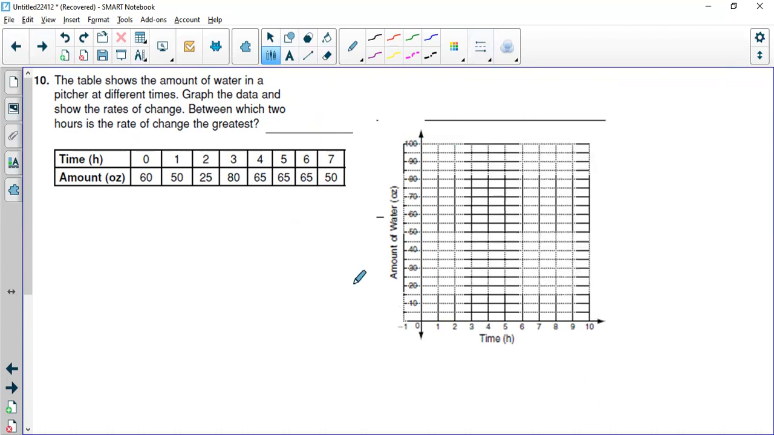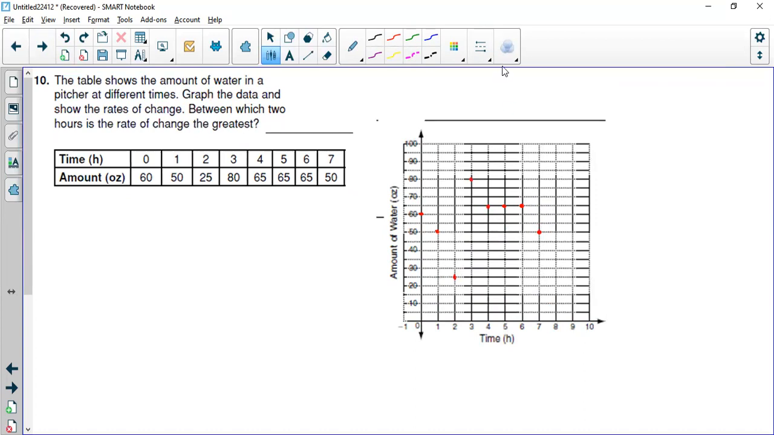points, that's all. So for 0, it is 60. That's here. For 1 it's 50, 2 it is 25, 3 is 80, so 80 is here, and 4 is 65, 5 is 65 again, then 6 is 65 also, and 7 is 50.